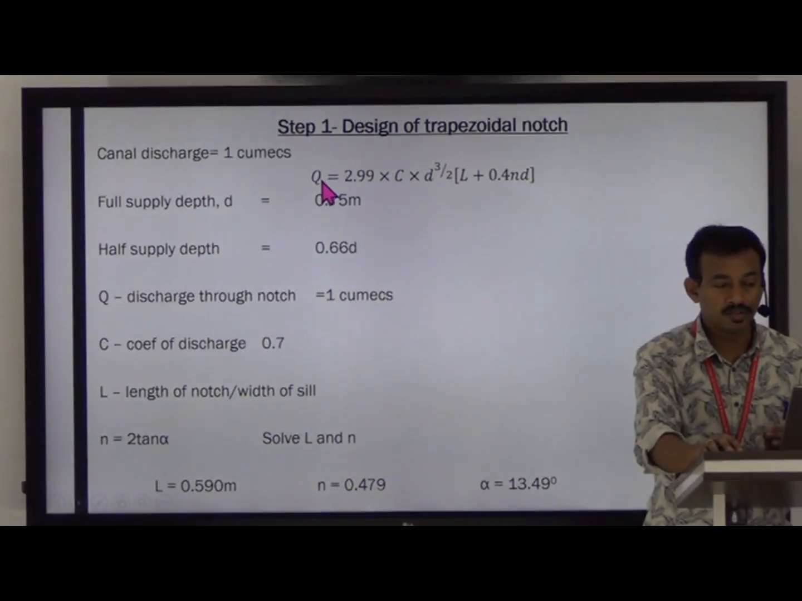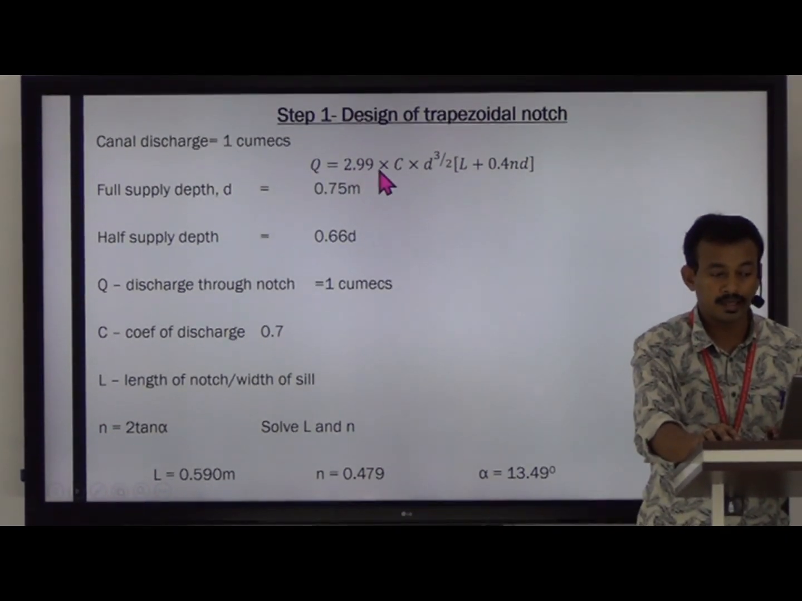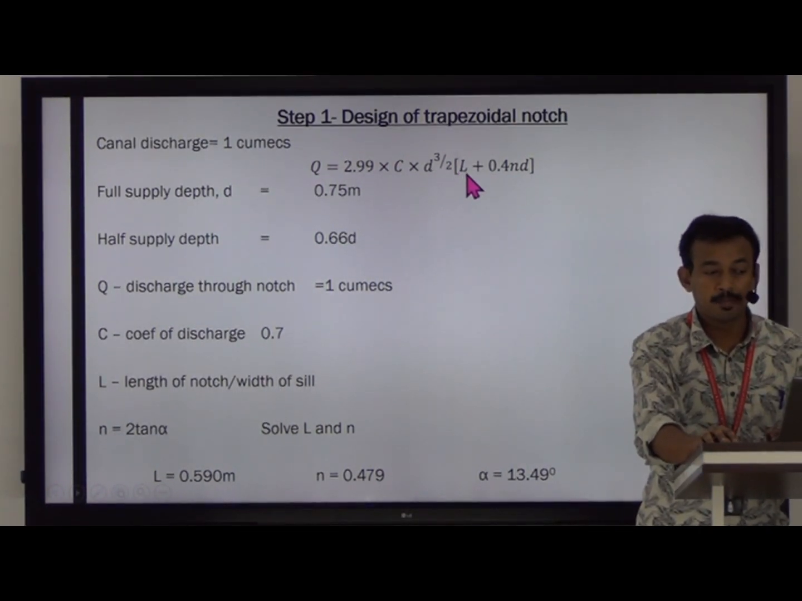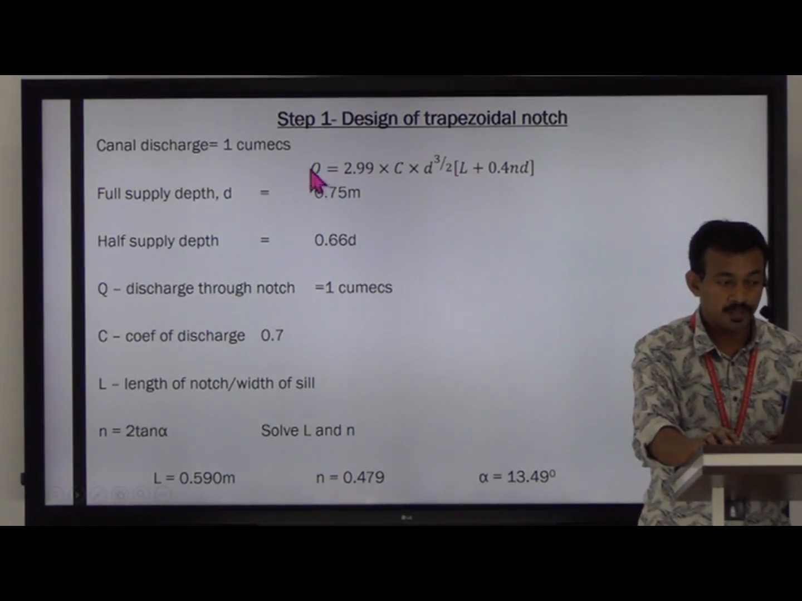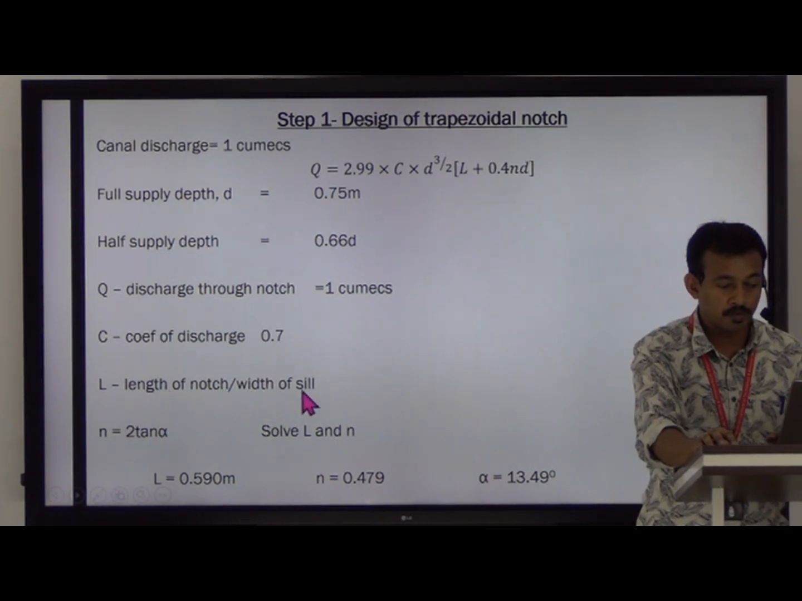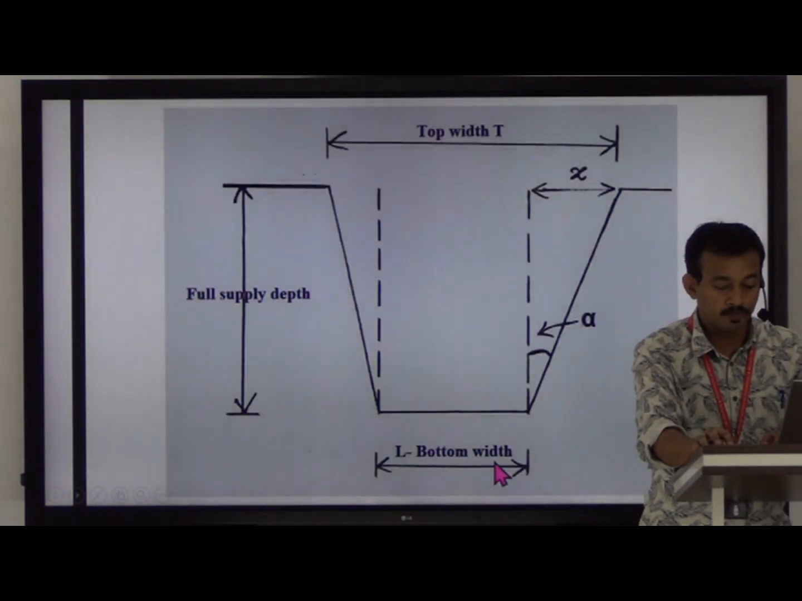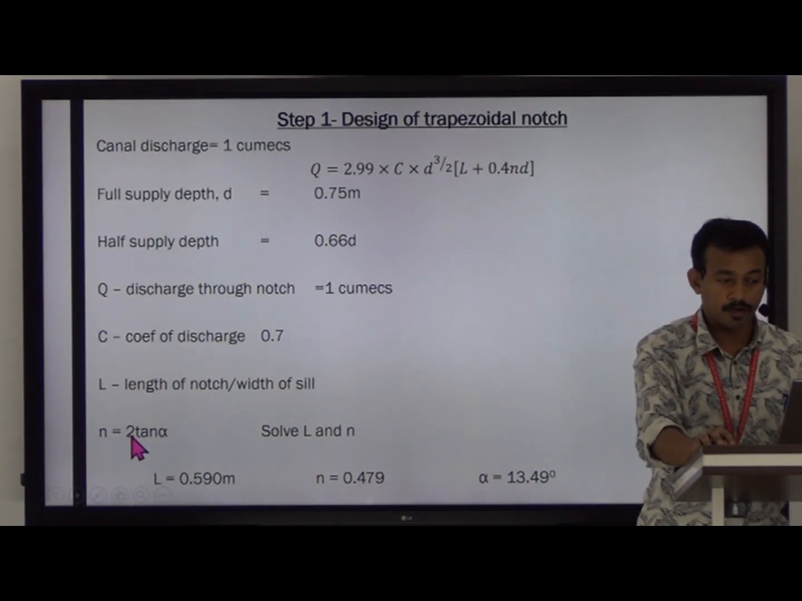And for a trapezoidal notch, the basic discharge equation is Q equal to 2.99 into C into D raised to 3 by 2 and in bracket L plus 0.4 ND. Let's see the parameters, where Q is the discharge, that is 1 cumec, and C is the coefficient of discharge, you can take it as 0.7. Capital L is the length of the notch or width of sill, or it is the bottom width. And N can be 2 tan alpha.